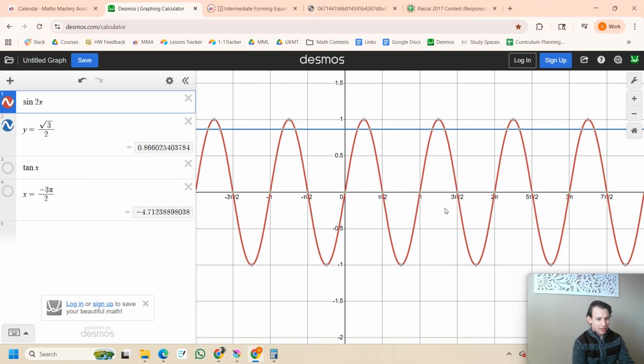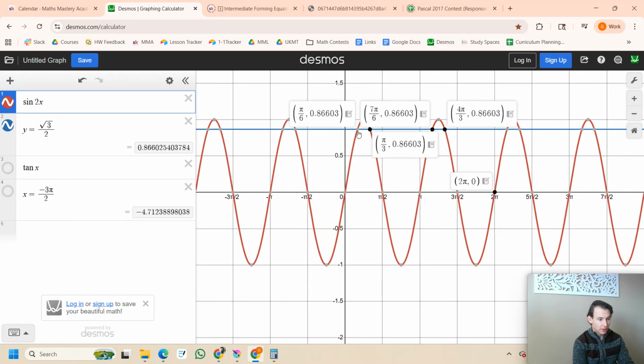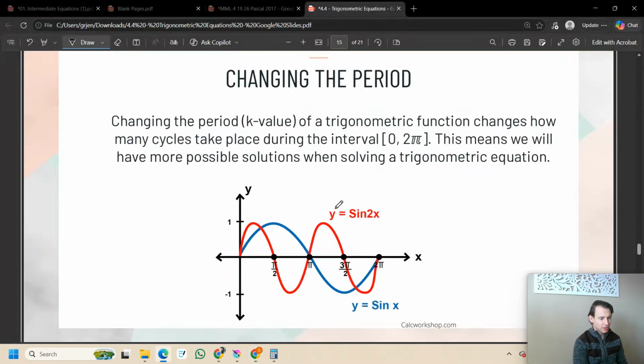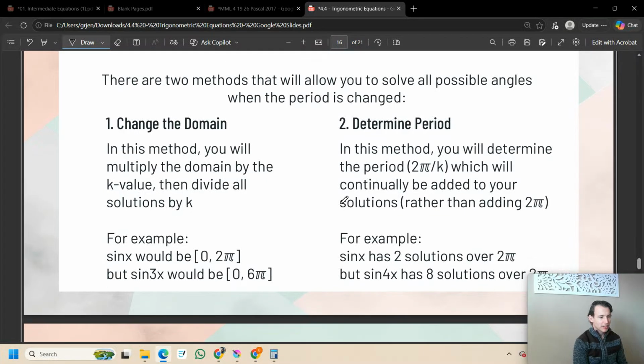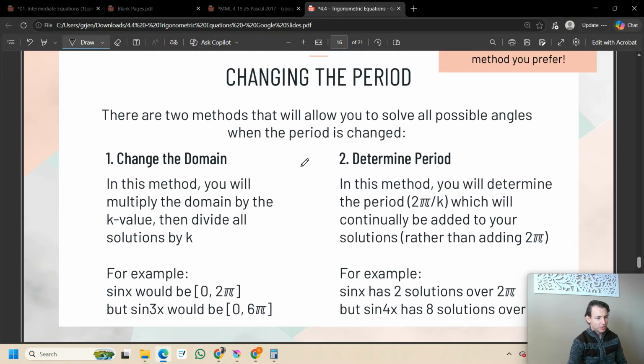Oh, look at that. By the time we get to 2 pi, we've already had 4 solutions at these places. Oh my goodness, we changed the thing. So there are some strategies that we can use to deal with these situations. One thing you can do is change the domain: multiply the domain by the k value and then divide all the solutions by k. So if you had sine kx over this period, you could just solve sine x over the multiplied period, and that will give you your solutions as well.